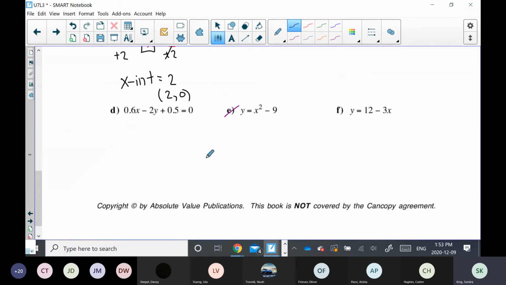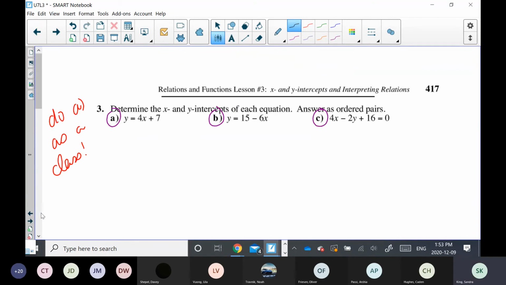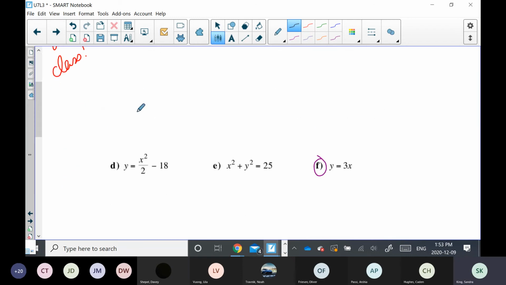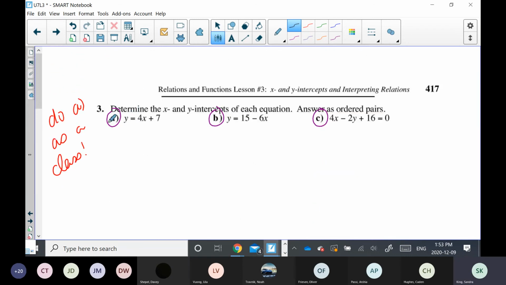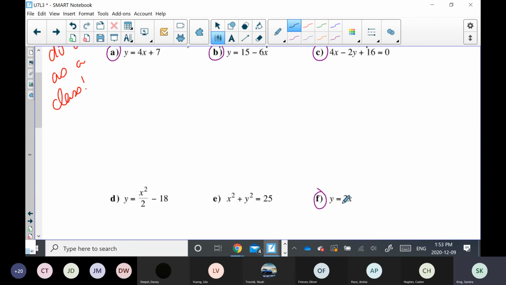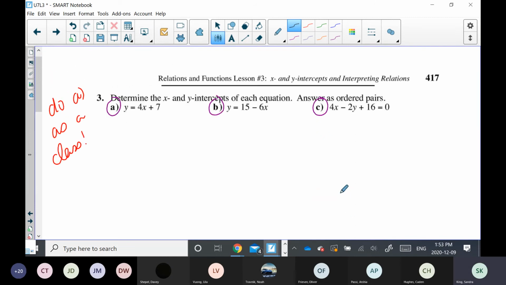So I want you to do question 1. I want you to do question 2. For question 3, these are the ones that I want you to do. A, B, C, and F. And what it's saying to do here is determine the X and Y intercepts. So how we did this is we split this sort of in half, X-intercept, Y-intercept.